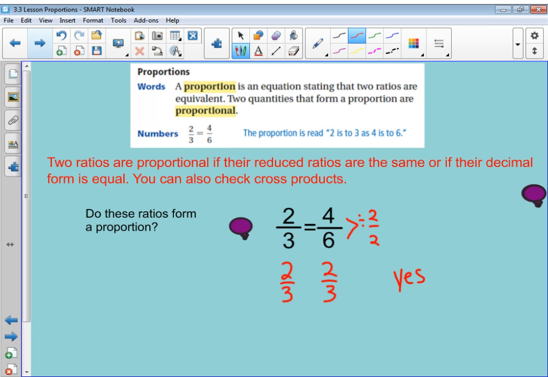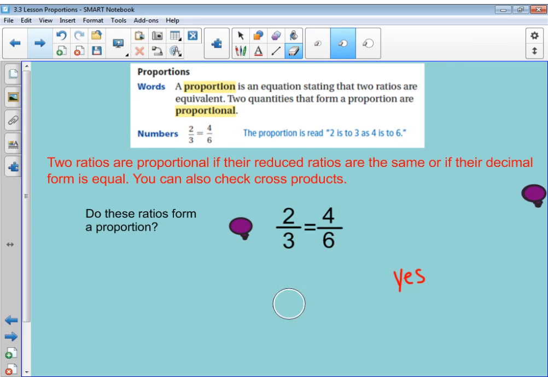Somebody else may have also said, hey, I want to make them equivalent, but instead of reducing them, I'm going to change this front fraction because if I took 2 times 2, I could get 4. So then I would have to go times 2 on this. Would that give me 6? Yeah, it would give me 4/6. And here we ended up with the same fraction. So once again, yes, it would be proportional. Okay, so that's doing equivalent fractions.